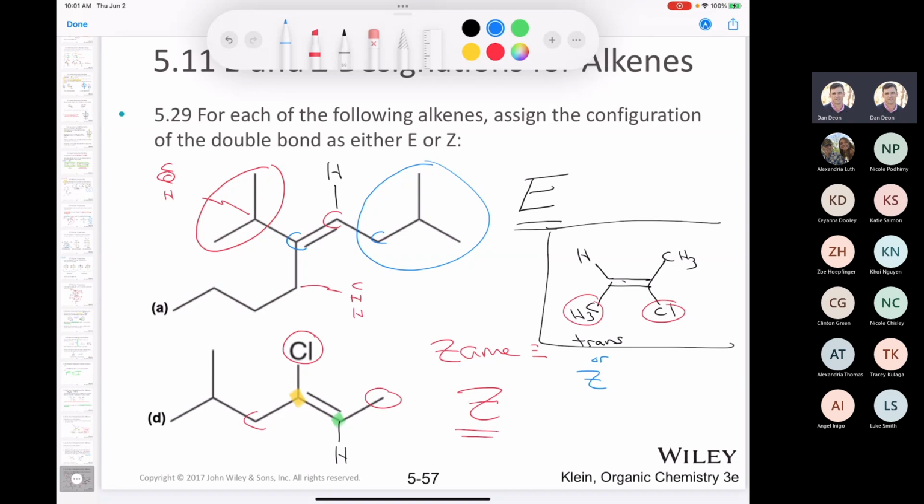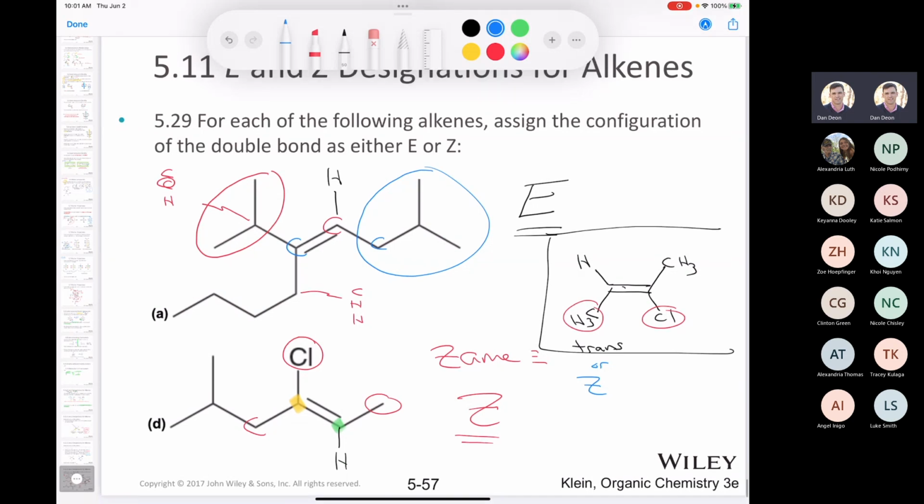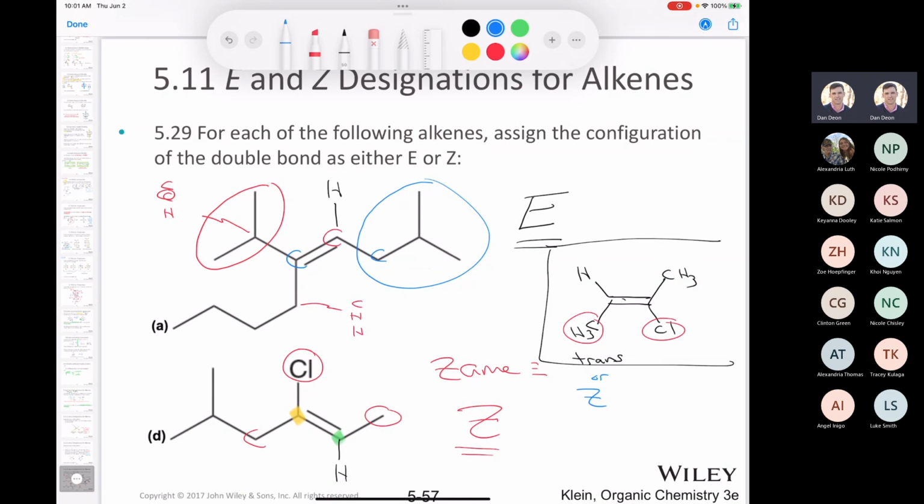But the bottom line is we usually use E and Z when we can't use cis or trans. That's normally when we use it. But you've got to be aware that you can use it. If you have a compound that is cis or trans, you can use E or Z. That will work too. And that brings us to the end of chapter 5. The entire thing, the whole kit and caboodle, so to speak.